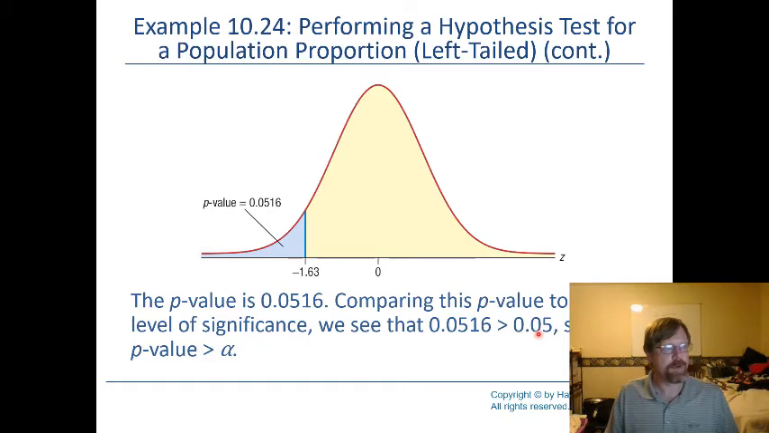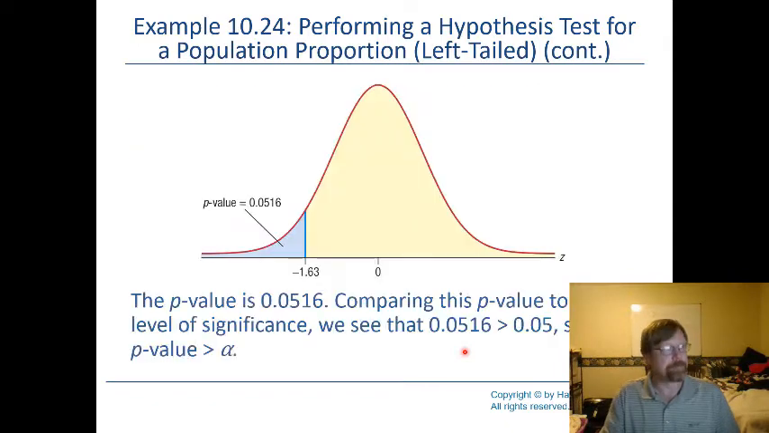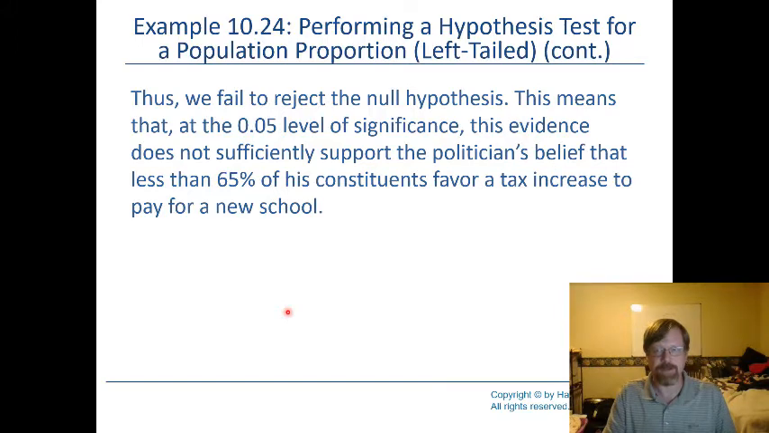0.0516 is greater than 0.05, so p-value is greater than alpha. So we should be failing to reject the null hypothesis. In things like this, it is important not to round. It would be very tempting to round this off and say that's approximately 0.05, but that's not what you're supposed to do. So we should not be rejecting this null hypothesis, not rounding. It is a politician, though. All right. Next one.